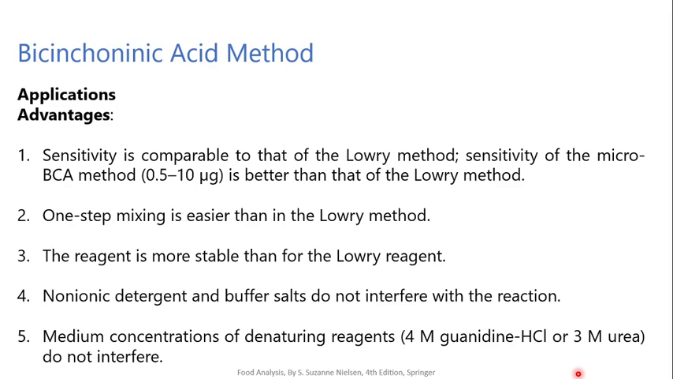One step mixing is easier than the Lowry method. The reagent is more stable than for the Lowry method. As we have already discussed about the Lowry method, we have to use freshly prepared phenol reagent for the estimation because it is not a stable reagent. Non-ionic detergents and buffer salts do not interfere with this reaction. Medium concentrations of denaturing reagents, that is 4 molar guanidine hydrochloride or 3 molar urea, do not interfere in the analysis. So these are the advantages.